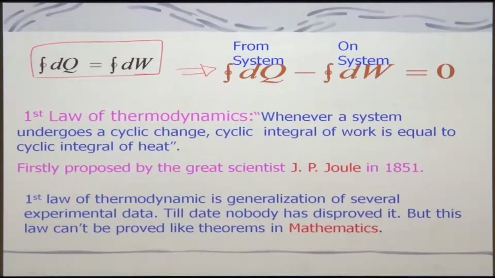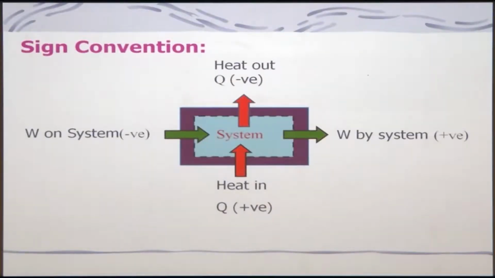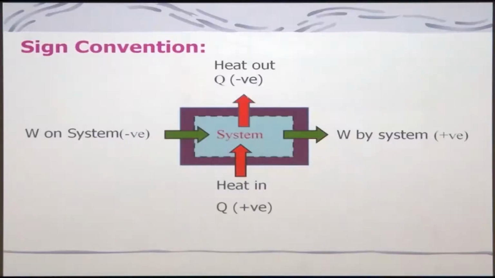So, we will have to look at the sign convention again, because the work done by the system is basically positive, and work done on the system by its surrounding will be negative. Heat entering into the system from its surrounding is positive, and heat going out of the system to its surrounding is basically negative, and this you will be using. I can use just the opposite of that and also apply the first law of thermodynamics without any error, but one has to be consistent with that.